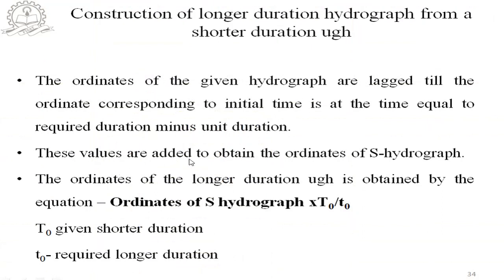Then these values are added to obtain the ordinate of the S hydrograph. After providing enough number of lags, we have to add the ordinates of the unit hydrograph to obtain the ordinate of the S hydrograph. The ordinate of the longer duration unit hydrograph is obtained from the equation, that is, the ordinate of the S hydrograph into capital T0 by small t0, where capital T0 is the given shorter duration and small t0 is the required longer duration.